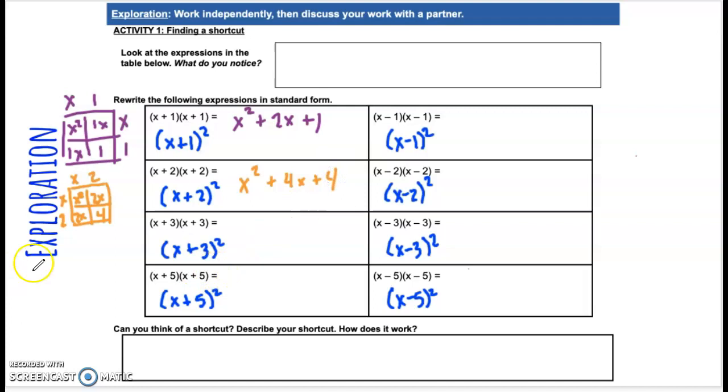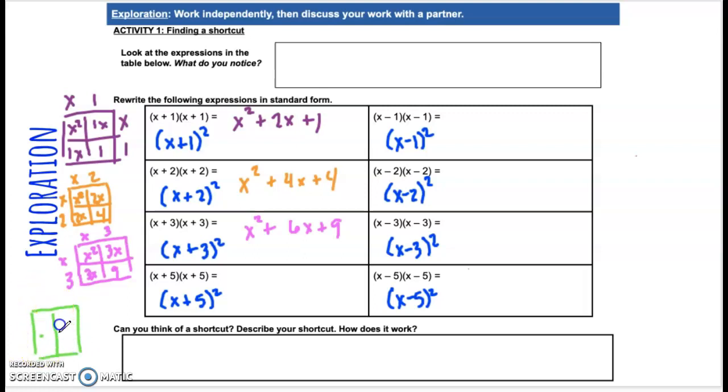All right, let's do another one. So I've got x plus 3, x plus 3. So x times x is x squared, 3 times x is 3x, x times 3 is 3x, 3 times 3 is 9. So I've got x squared plus 3x, and 3x makes 6x, plus 9. All right, let's do another one.